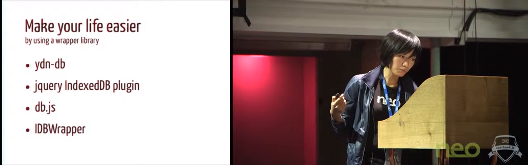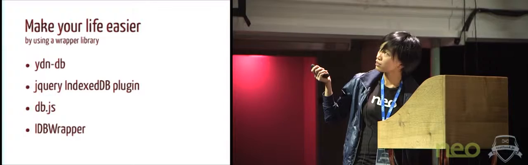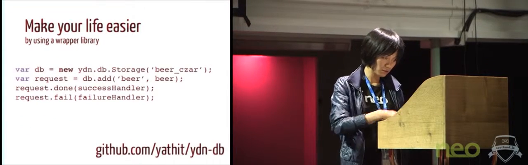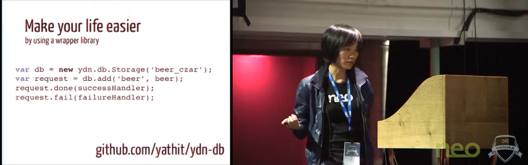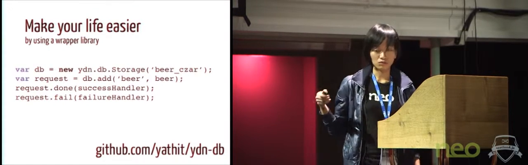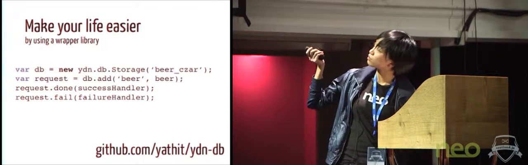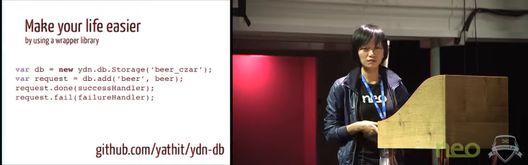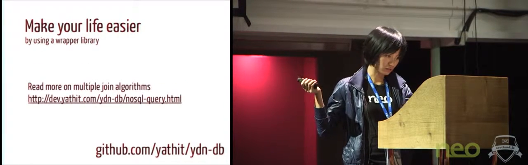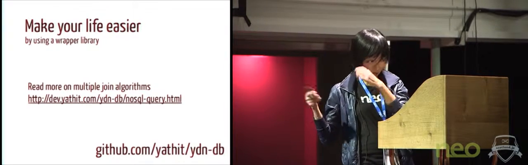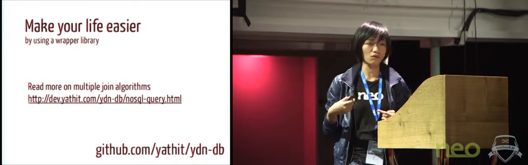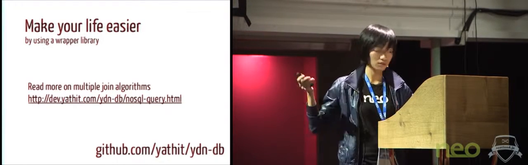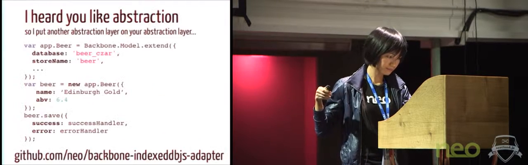But there's a few wrapper libraries to help you. YDNDB, then a few others. My favorite one is YDNDB. This is the snippet of code you can use using YDNDB to add a beer into that particular object store. So as you can see, at least in terms of length, this is much easier to understand. They also provide a few join algorithm solvers to help you with merging your result, which I think is quite interesting.